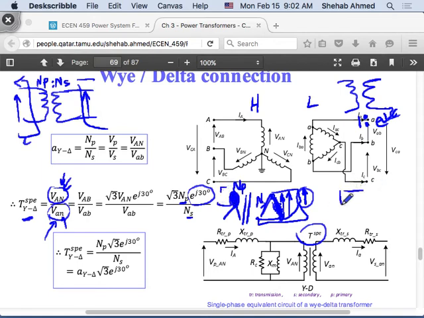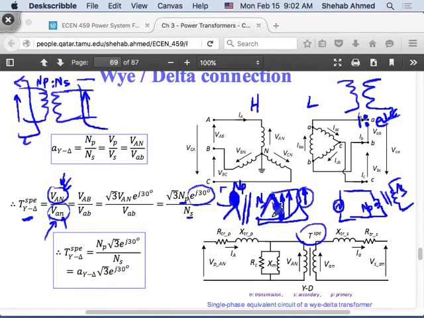I have a phase voltage applied on one phase of the transformer, right? This has a corresponding winding on the secondary side. The relationship between them is what? This is NP, this is NS. So the relationship between these two is NP over NS, which is the relationship between one phase of my star and one phase of my delta. That relationship is only the turns ratio.